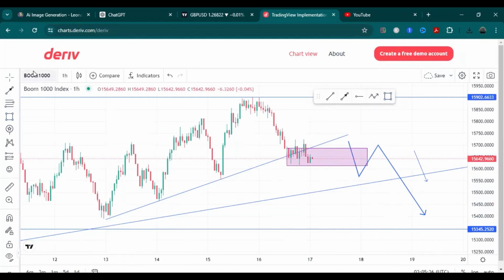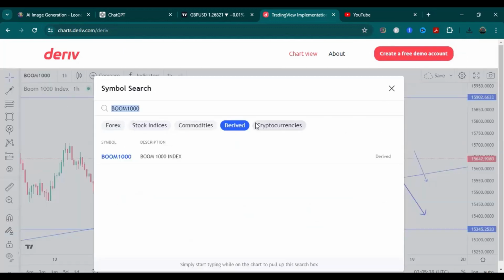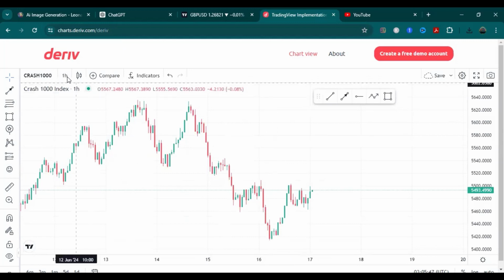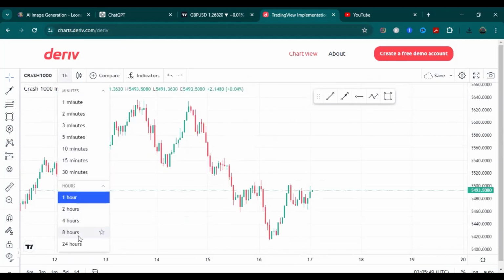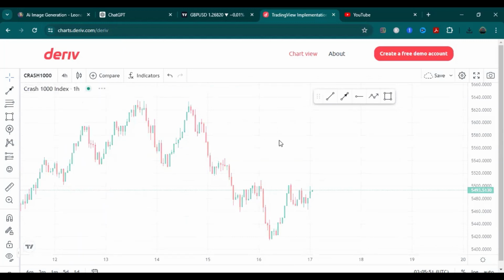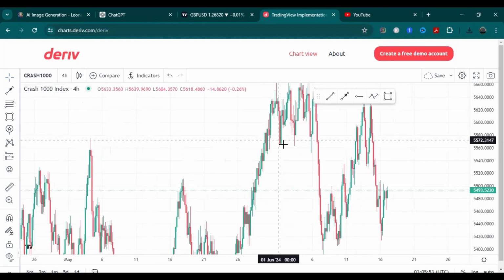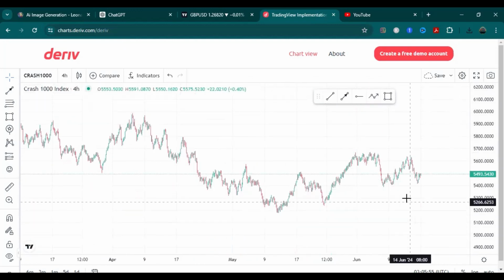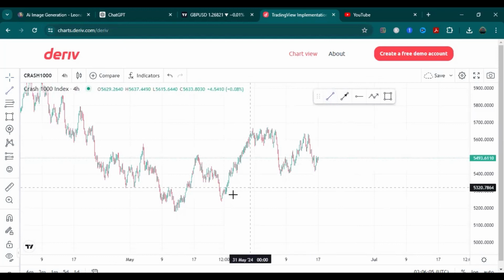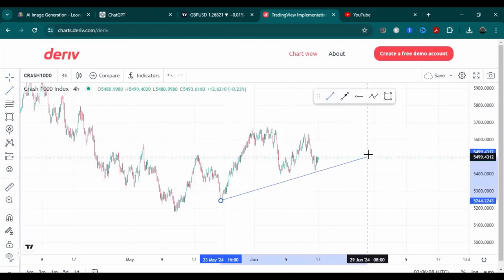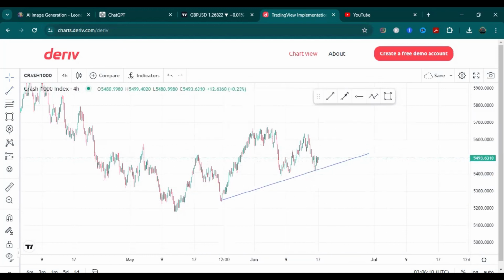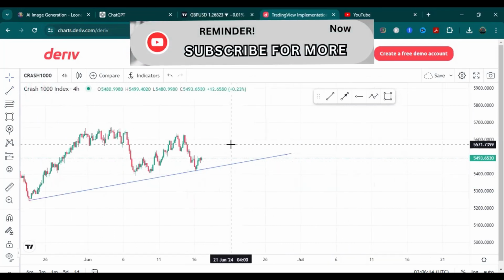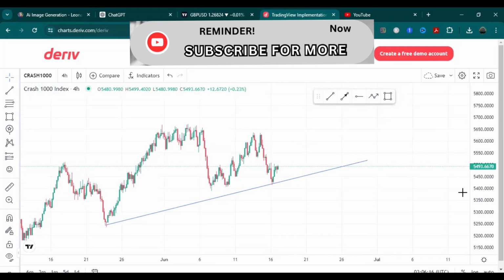All right, so let's go straight to Crash 1000. Now right here in Crash 1000, the first thing you want to do, like I told you, is go straight to the 4-hour time frame, and then zoom out and check out who is in power currently. So looking at Crash, I can see clearly that the bulls are also in power here. All right, and if I want to catch spikes, I have to look for selling opportunities, meaning I should be looking forward to selling from resistance zones.